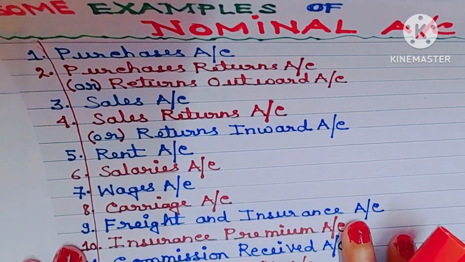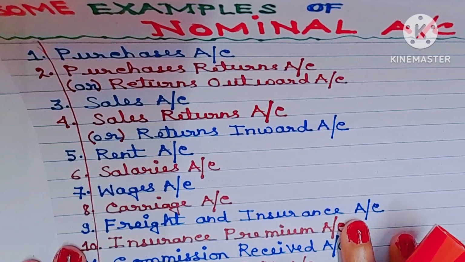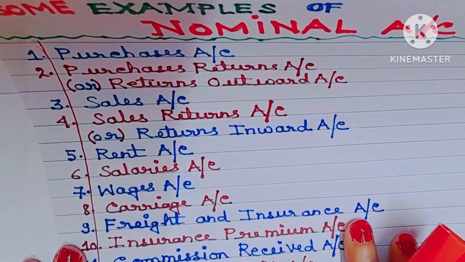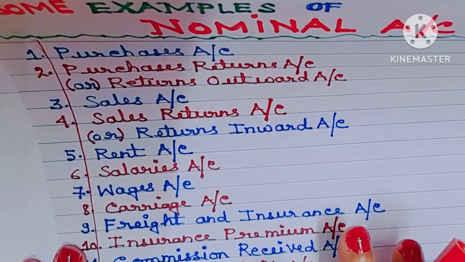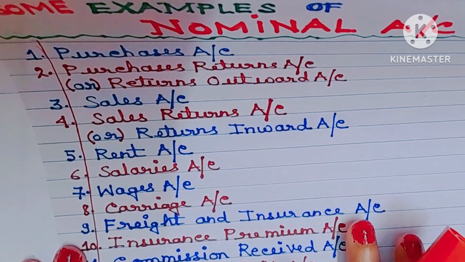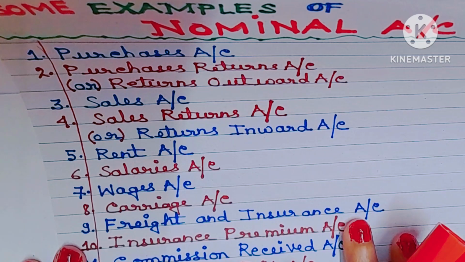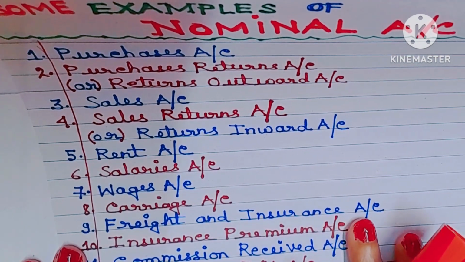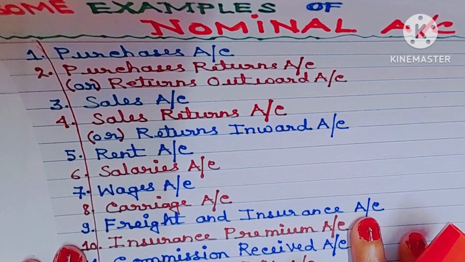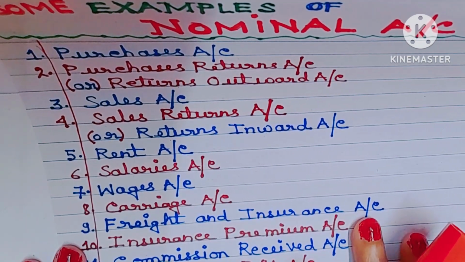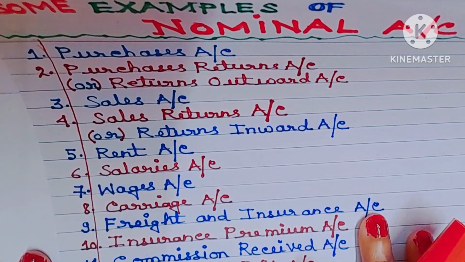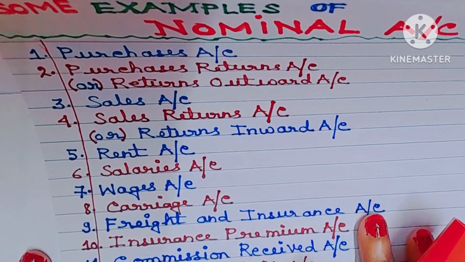And according to nominal account, all expenses are debit. So when goods are purchased for the business, cash goes out from the business. So purchases is an expense for the business. So purchases account comes under nominal account and it should be debited because according to nominal account, all expenses and losses are debit. Okay? And purchases account is an expense for the business.